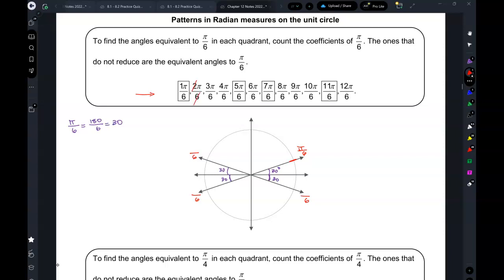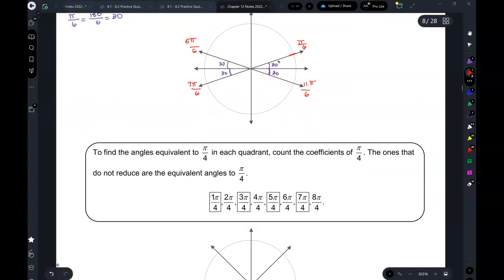They cancel. Does the 6 stay a 6? No. So I don't want to use that. Here, these also cancel. These also cancel. The next one that doesn't cancel is 5 pi over 6. So this one is 5 pi over 6. What's the next one that doesn't cancel? 7 pi over 6. And the next one? 11 pi over 6. And then what would 12 pi over 6 be? 2 pi, which you've completed a circle.